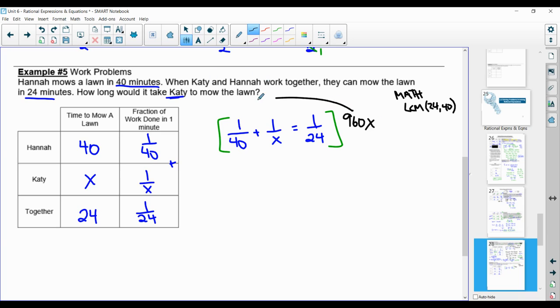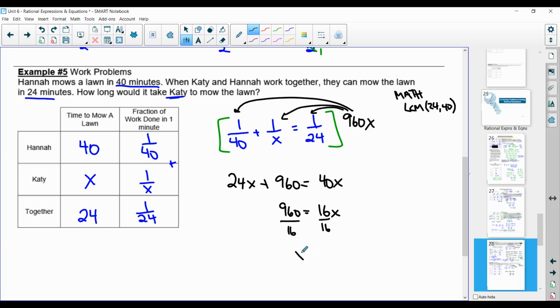So when we multiply this through, we have 24x plus 960 times 1 over x becomes 960 because our x's cancel. And 960 times 1/24 is 40x. Simplifying, 40 minus 24 will be 16. So we have 960 equals 16x. Divide by 16 on both sides. And we have x equals 60 minutes.